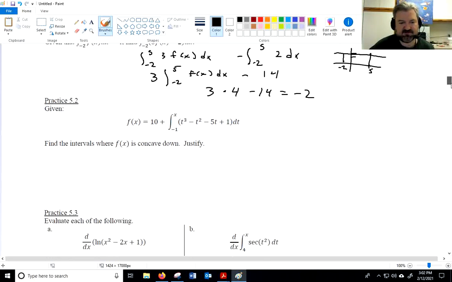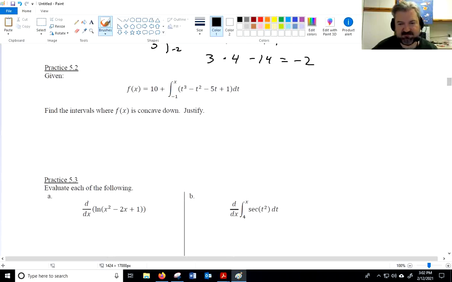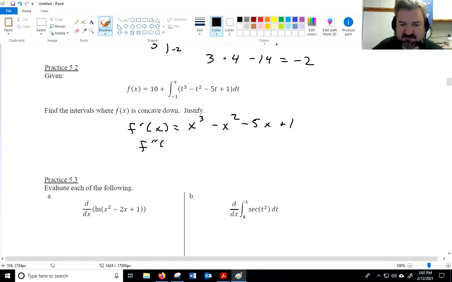All right, let's take a look at the next one. Find the intervals where f is concave down. So to find when f is concave down given an equation, I need the second derivative of f. So I'll take the first derivative. The derivative of 10 is 0, and then I have to use the fundamental theorem of calculus, which tells me I just replace those t's with x's. Then I need the second derivative to see concavity, so I say 3x squared minus 2x minus 5.